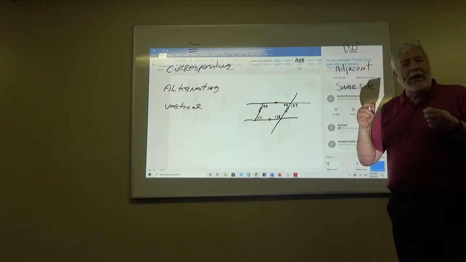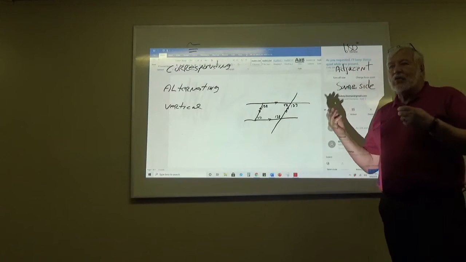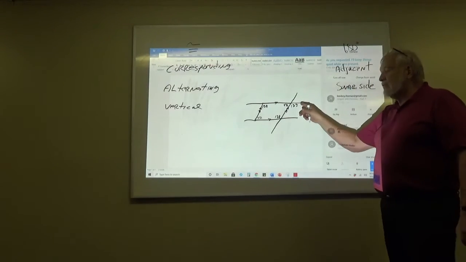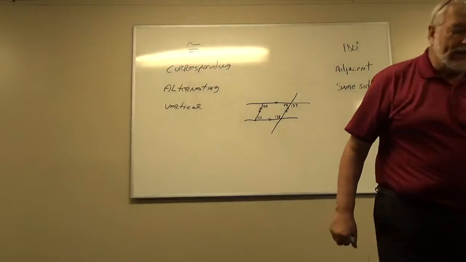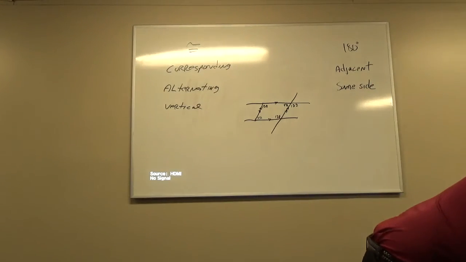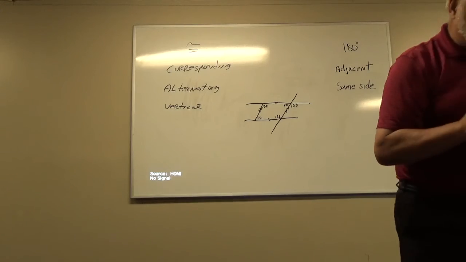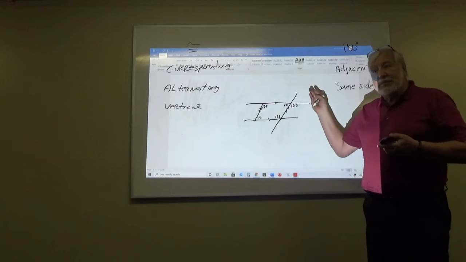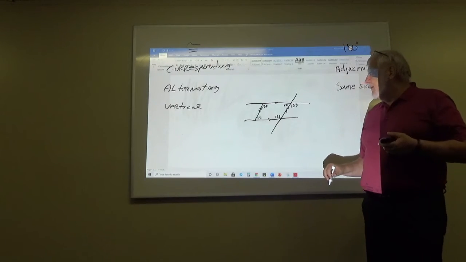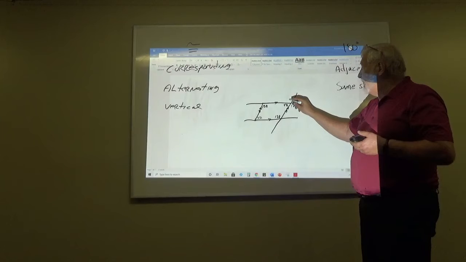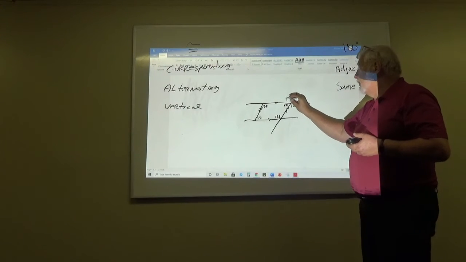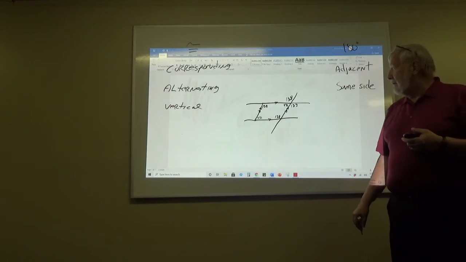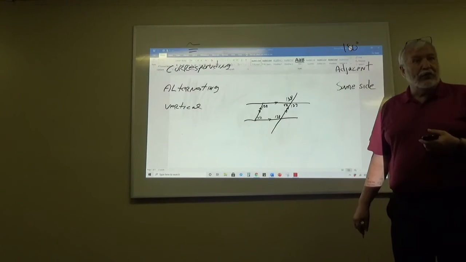And if you don't buy into the vocabulary, then you have no idea what the questions are looking for, because they're trying to get you to discuss the vocabulary of chapter 2 with the particular drawings that you're talking about. Okay, now, what's this value right here? 138. Why? Because it is adjacent to 42, and they are supplementary.